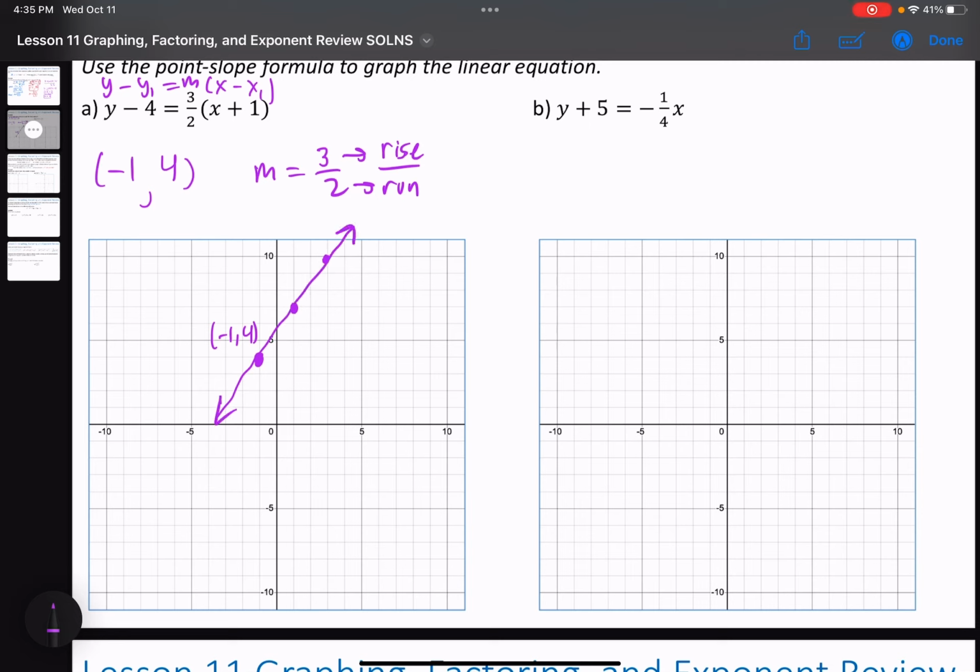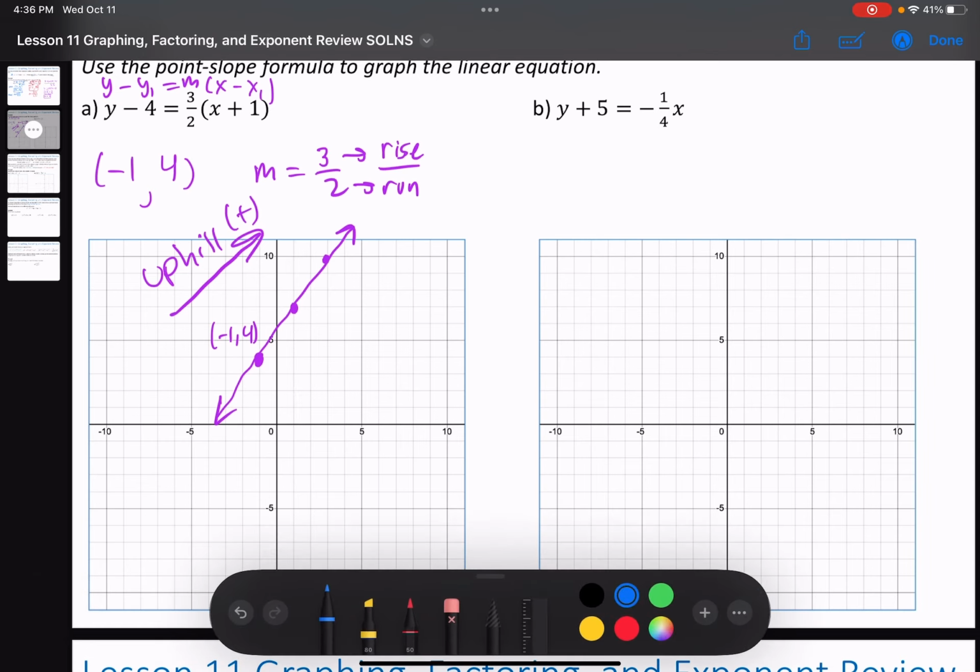Now, one thing I do want to point out, for problems like this, if the slope is positive, from left to right, our graph should be going uphill. And that's going to be a positive graph. Number one mistake people make when graphing lines like this is they have the slope going in the wrong way. So just want to make sure that everything is aligned, everything makes sense.